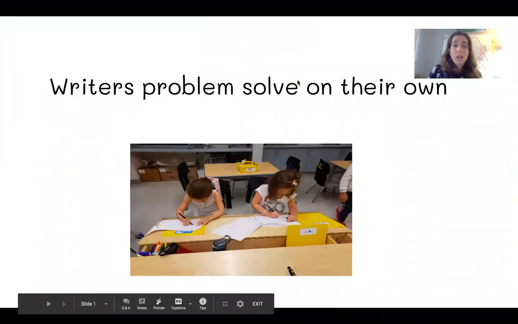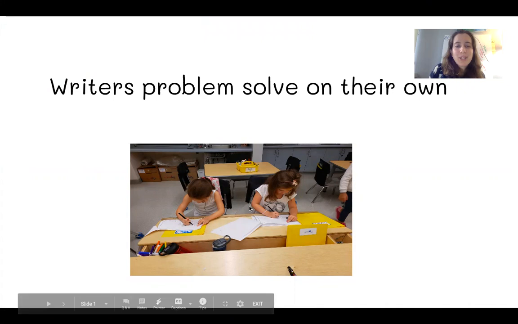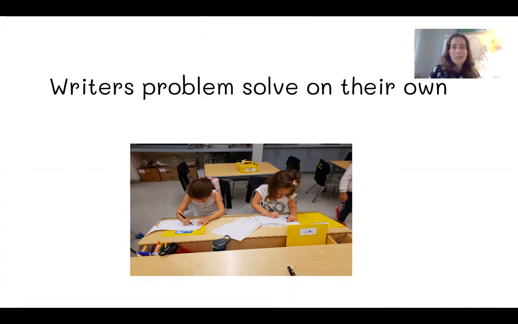Writers problem solve on their own. Here's a picture of two writers from my class back in September. You've been working so hard in the classroom this year to become independent writers. You've learned how to plan your pieces, draft your pieces, revise, edit, and publish. This same work we did in the classroom, you can do at home. Let's look over some strategies for doing this work at home.